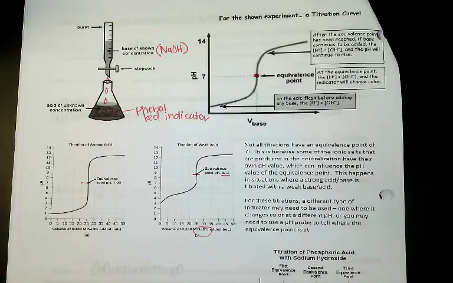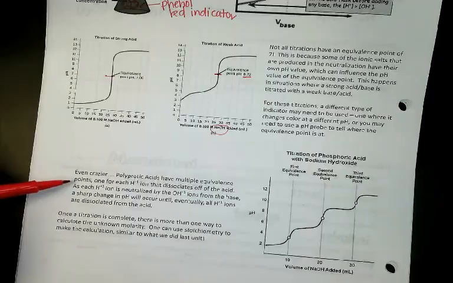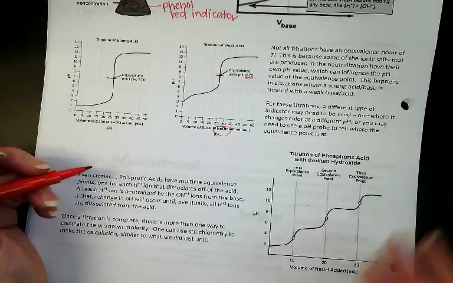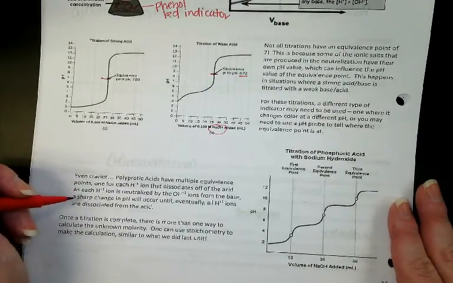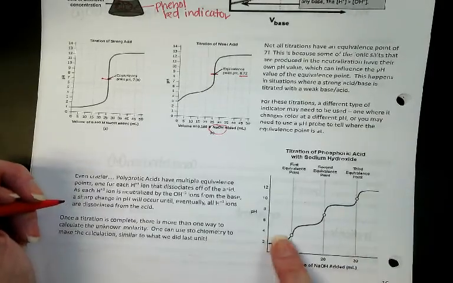Now, even crazier, polyprotic acids have multiple equivalence points. One for each hydrogen ion that dissociates off the acid. As each hydrogen ion is neutralized by hydroxide from the base, a sharp change in pH will occur, and eventually all the hydrogen ions will be dissociated. So they dissociate one at a time.